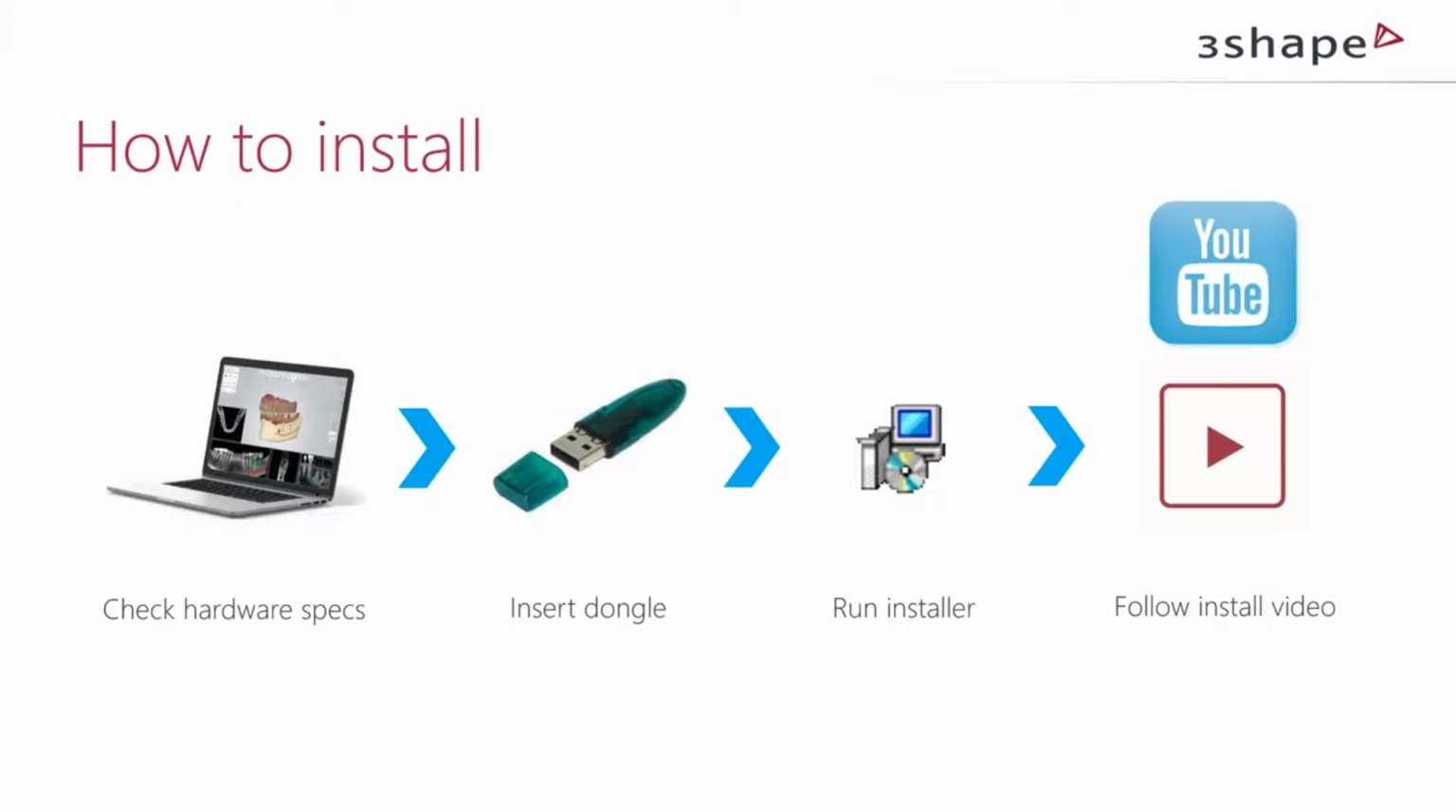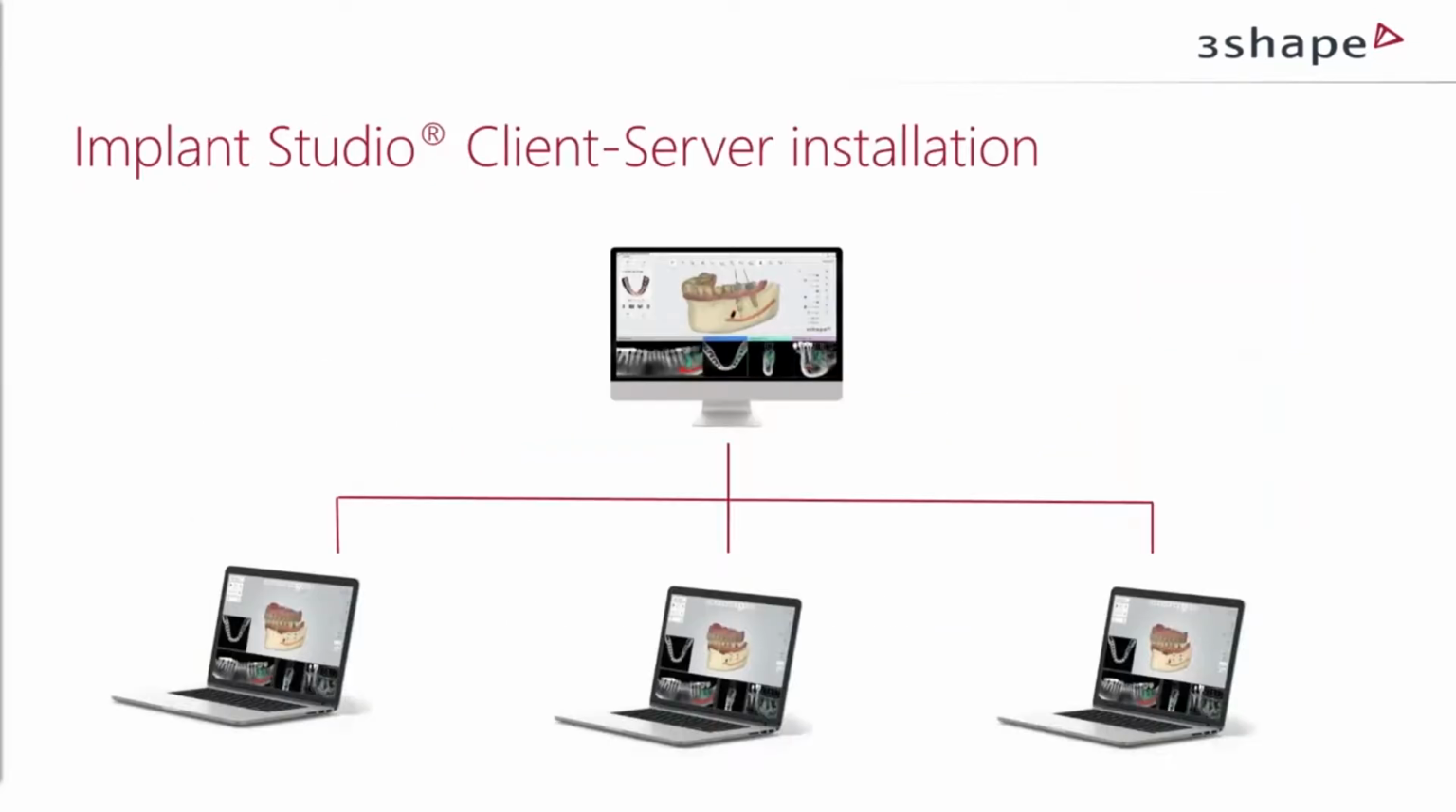So we insert the dongle and run the installer as administrator. It's very important. Then we follow the instructions in the training video to install the software. You will get this presentation after the webinar, so you can go to our 3Shape YouTube channel and find the how to install Implant Studio 2016 video.